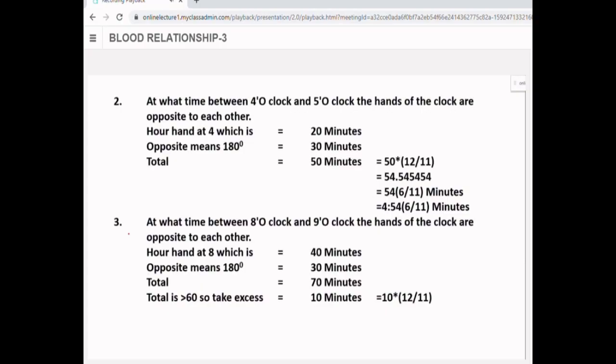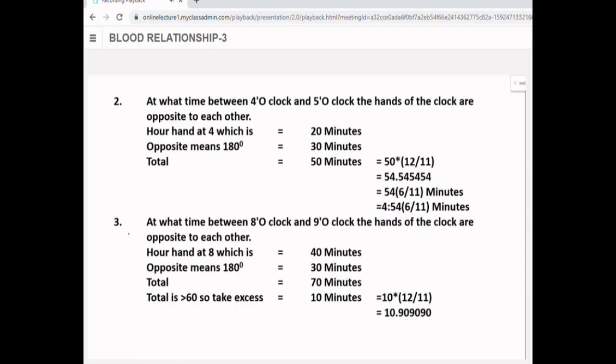So 10 into 12 upon 11 is 10.909090. Check it out on the calculator. 10 into 12 divided by 11. Even I'm checking. Yes, it is 10.909090.